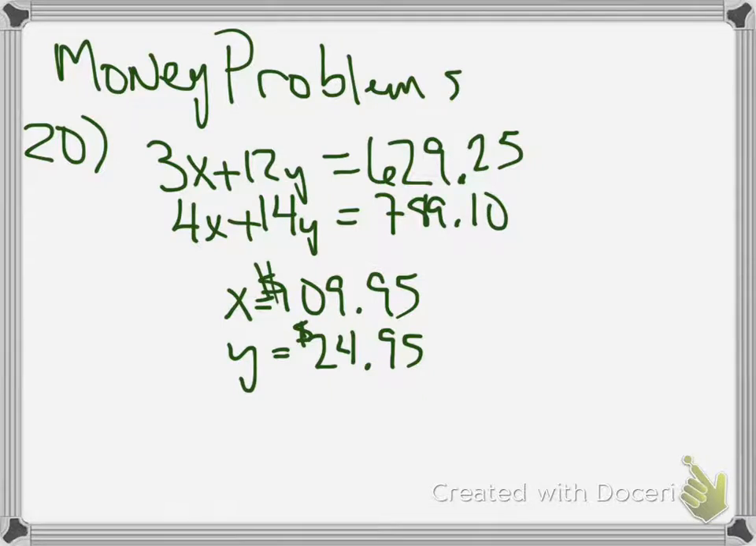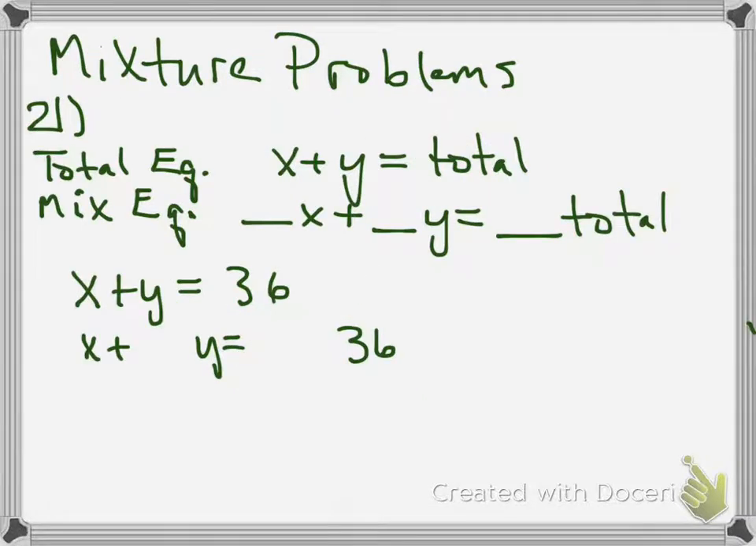Okay, the next one is about mixture. Now, on mixture problems, you have a total equation that's always x plus y equals the total. Then you have a mixed equation that's basically the same thing, but we're going to put blanks in front of the x, the y, and the total because you're going to have some numbers that multiply them. And they usually are listed in order.